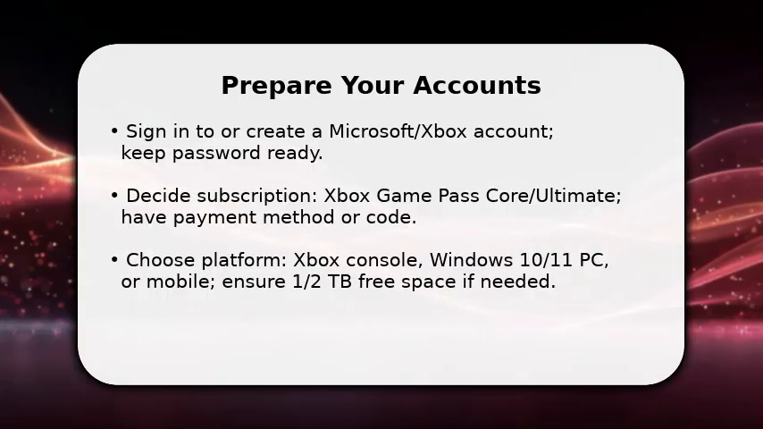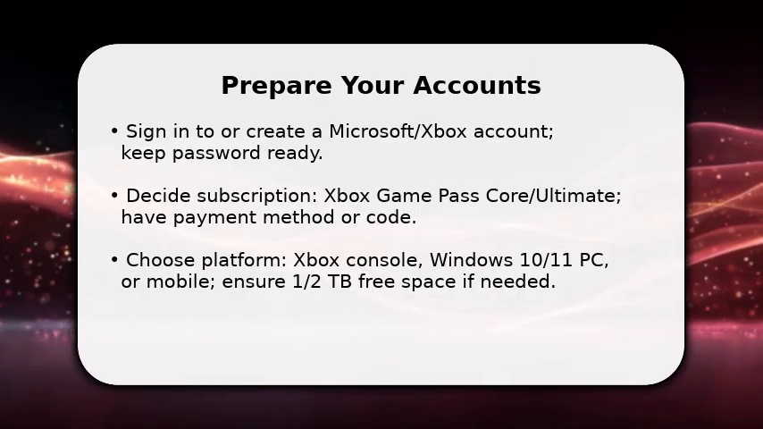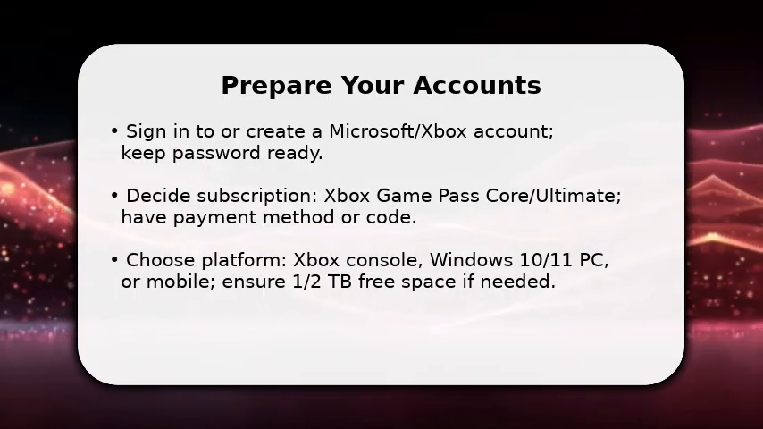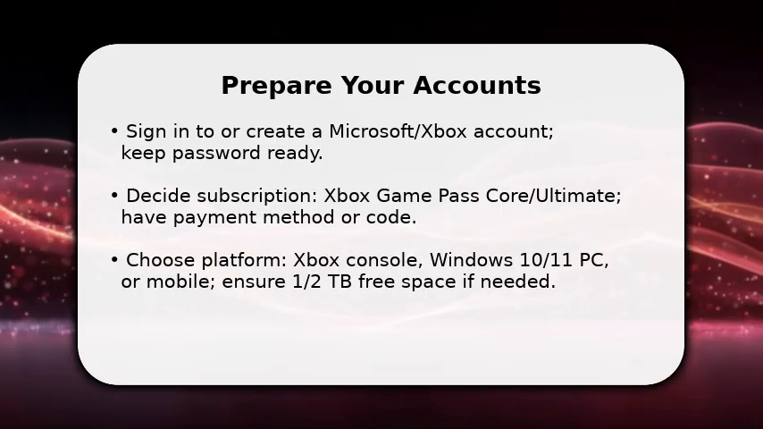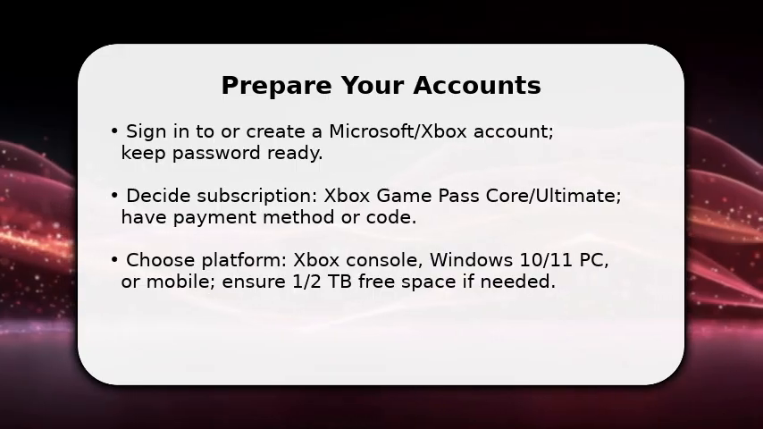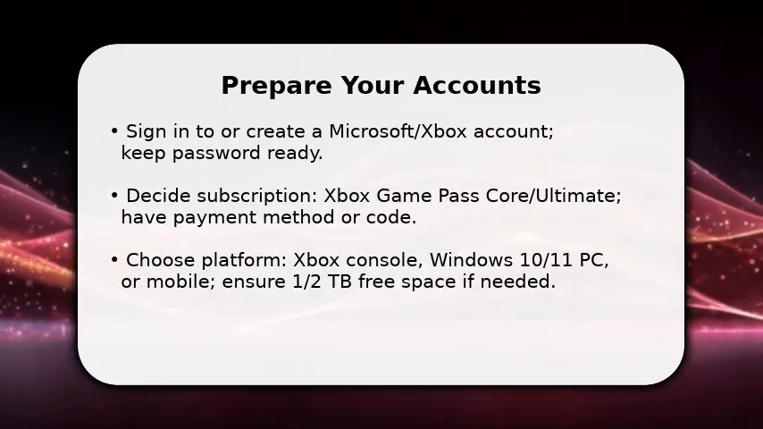You start by confirming your Microsoft account and preferred device. Once signed in, choose Game Pass Ultimate for full access or Core for console only. Make sure a valid payment method or gift code is available. Next, open the Microsoft Store on PC or the Xbox Store on console and search for Xbox Game Pass. This initiates the subscription flow.